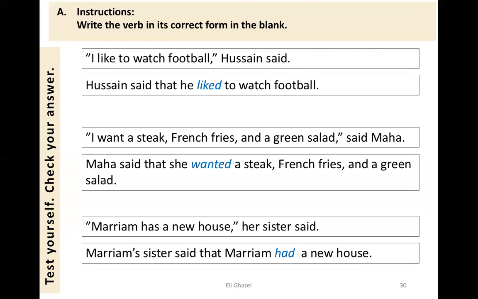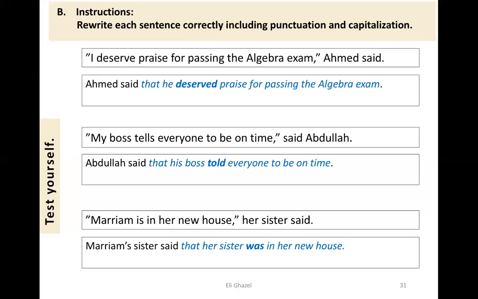Hussein said that he liked to watch football. Maha said that she wanted a steak. And Miriam's sister said that Miriam had a new house. And here, Ahmed said that he deserved praise for passing the algebra exam. And honestly, because they've learned how to use the mechanics of capitalization and punctuation in one, here is the time when we say punctuation and capitalization is part of the correction here.